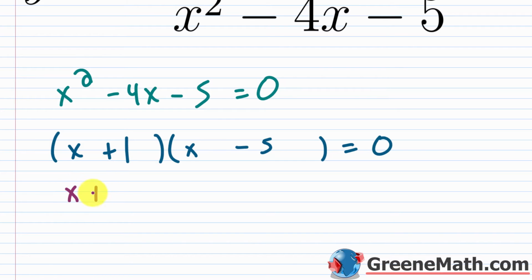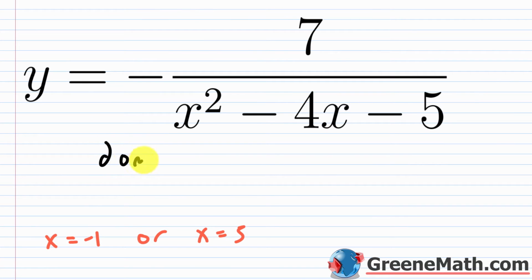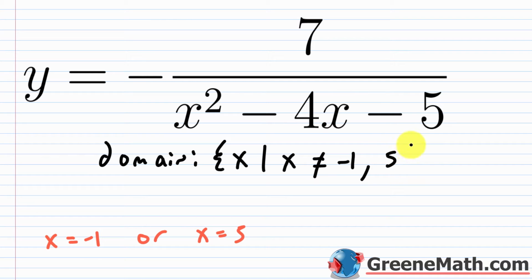You would just say x plus 1 is equal to 0, or x minus 5 is equal to 0. We would subtract 1 away from each side of the equation, cancel that, and get x is equal to -1. Over here, let's add 5 to both sides of the equation, cancel that, and say x is equal to 5. So we would restrict -1 and also 5 from the domain. So coming back, let's write out that our domain is going to be the set of all x such that x is not equal to -1 or 5.